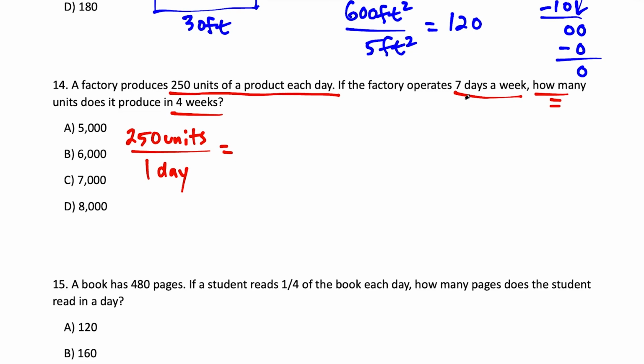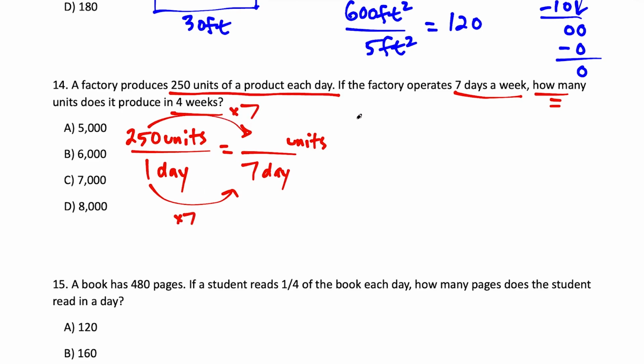And now we know that the factory operates 7 days a week. So what we could say over here is, let's have 7 days in the denominator. And I'll just write 7 day like this so that the units match. And we want to know how many units are going to go here. Well, to get from 1 to 7, we would just do times 7. So to get from here to here, we're going to do times 7 again.